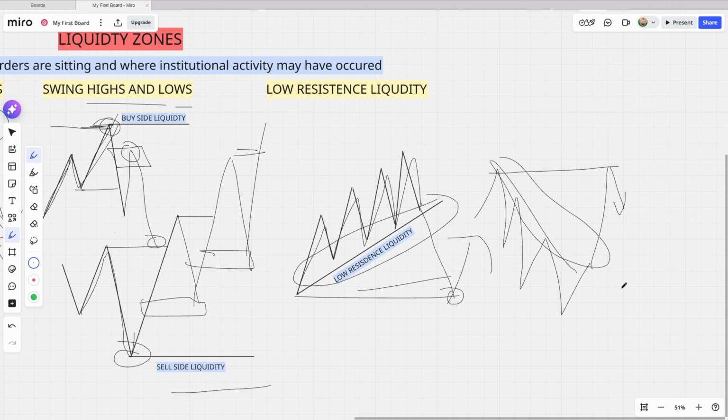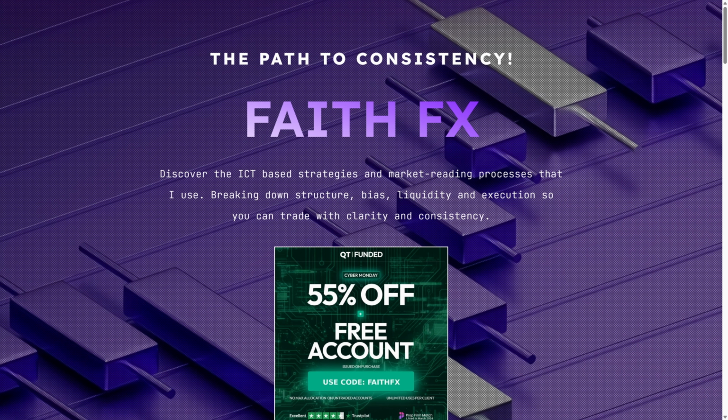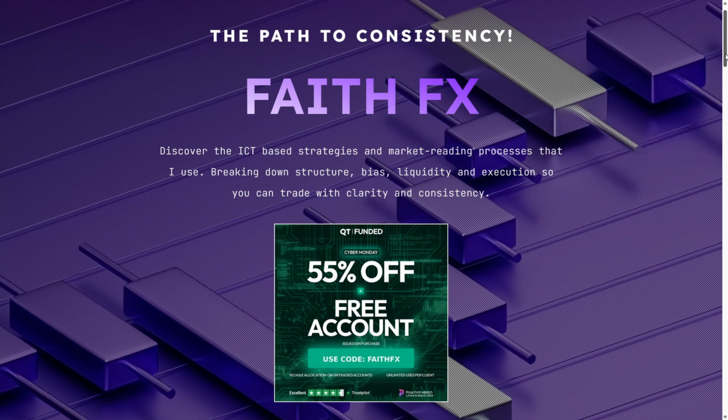All right, so that's it for this video. What I want you to take away from all of this is that liquidity is not something complicated or mysterious. It's simply about understanding where orders are likely resting and how price behaves around those areas. Equal highs and lows, swing highs and lows, and areas of low resistance liquidity are the main things you should be observing on your charts.